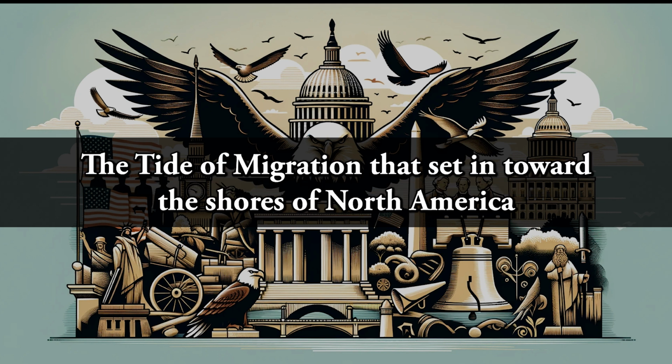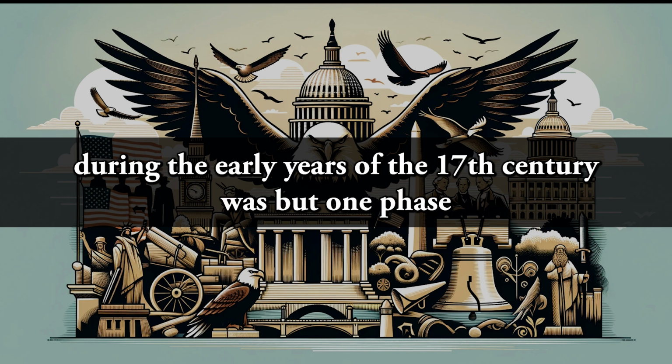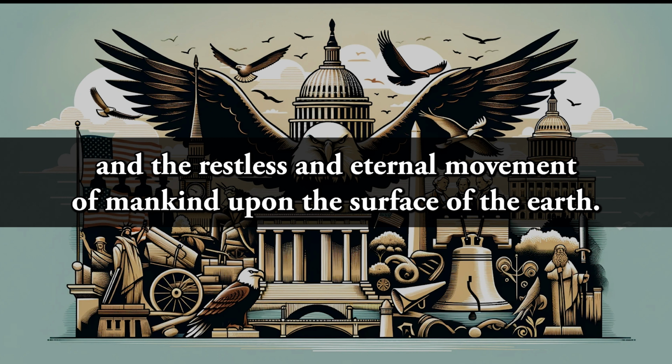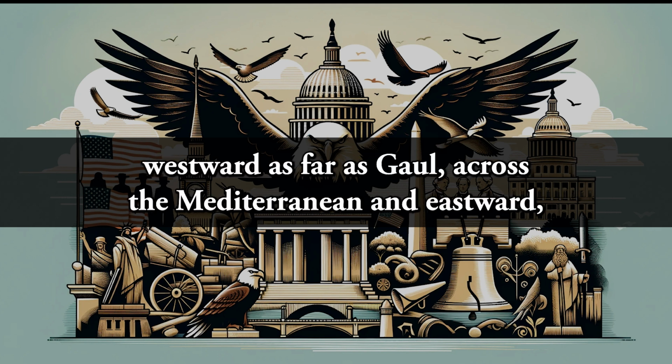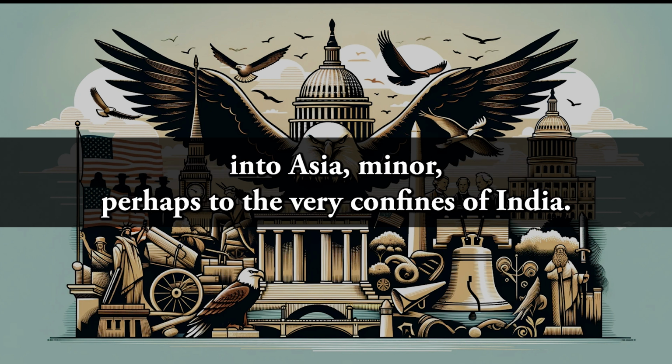The tide of migration that set in toward the shores of North America during the early years of the 17th century was but one phase in the restless and eternal movement of mankind upon the surface of the earth. The ancient Greeks flung out their colonies in every direction, westward as far as Gaul, across the Mediterranean, and eastward into Asia Minor, perhaps to the very confines of India.